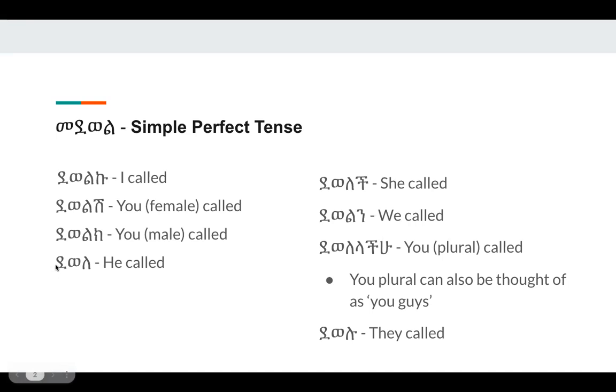people. From there, there's dawala, there's dawalach, dawalan, dawalan, dawalilachu, and then there is dawaluf to say they called. Dawalilachu is for you called, but this is a plural you, which means it's more for you guys. You can think about it as a you guys. That's how we would colloquially say it in English, I think.